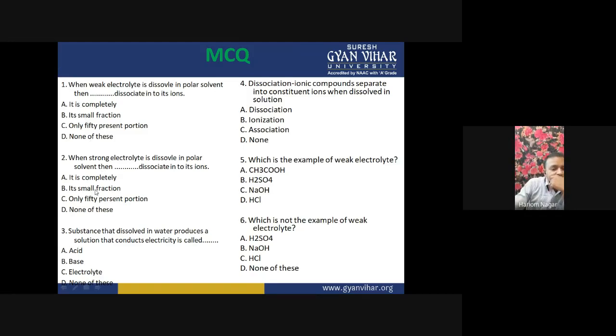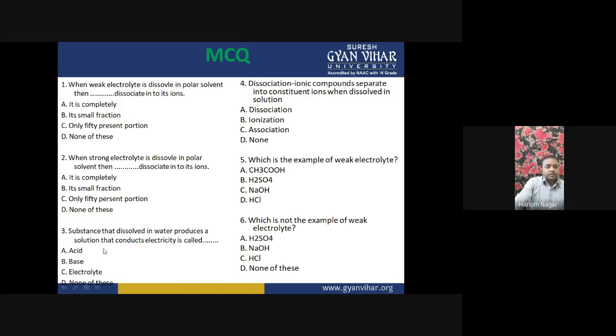Now the second is: when a strong electrolyte is dissolved in a polar solvent, then fill in the blank, it dissociates into ions. So it is completely dissociated into ions, not a small fraction or only 50%. For strong electrolytes, we have discussed already that when dissolved in a polar solvent, they are completely dissociated into their ions, right?